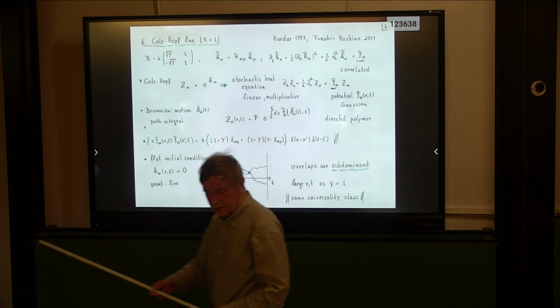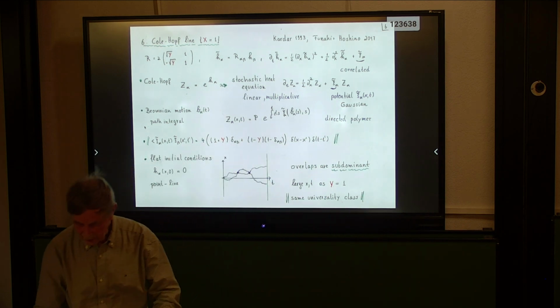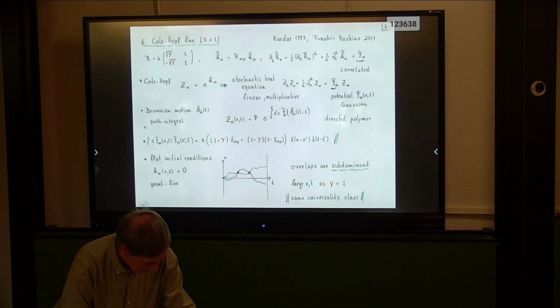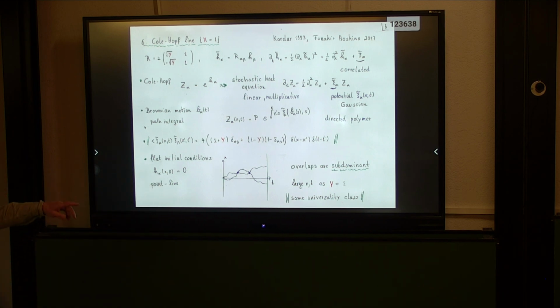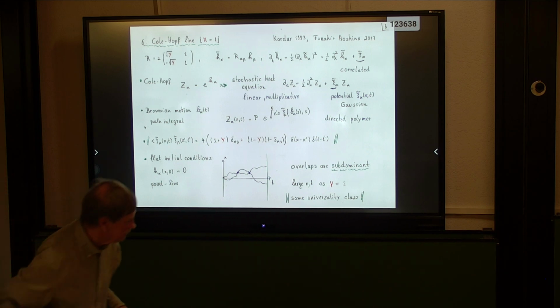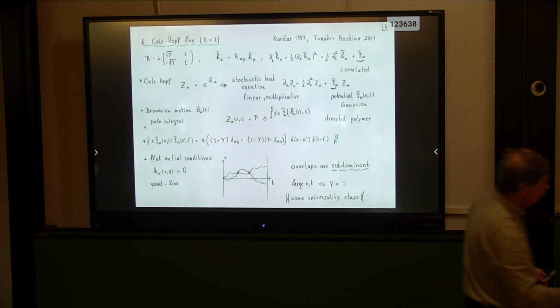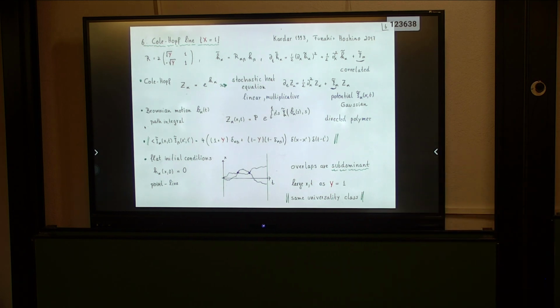Now I would like to argue, and I will do this very quickly, that if I go away from the Cole-Hopf line to something more general, and in this diagram maybe to some point over here, exactly something similar will be happening.